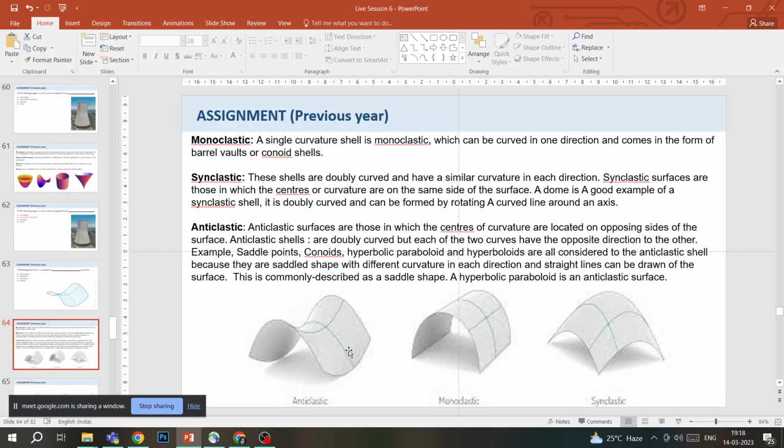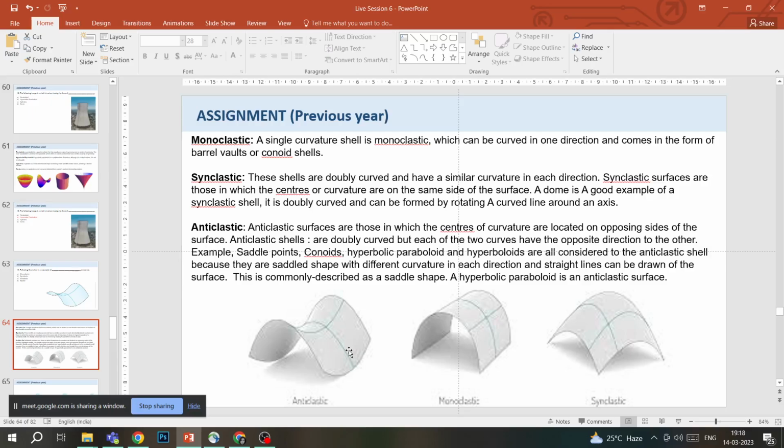So monoclastic surfaces have single curvature shell. They are curved in one direction and come in the form of barrel vaults or conoid shells. They have one curve only and one axis along which the curve moves.